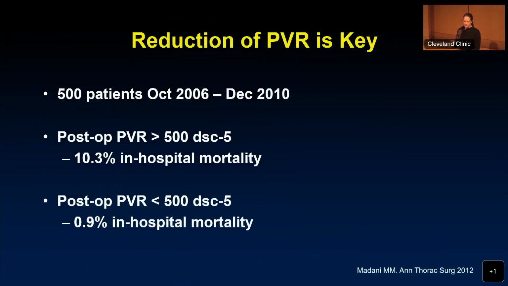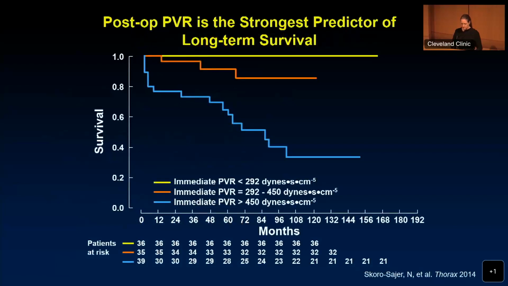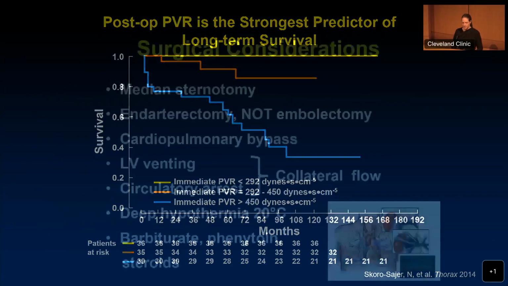And then in terms of surviving the surgery, reduction of PVR is key. So this is data from UCSD, and essentially, if their immediate post-op PVR was less than 500, their 30-day mortality was very, very good. If their post-op PVR was greater than 500, they had, this is older data, almost a 10% in-hospital mortality from the operation itself. And then it actually is a prediction of long-term survival as well, this immediate post-operative PVR. So just a 1,000-foot view of why that's important.